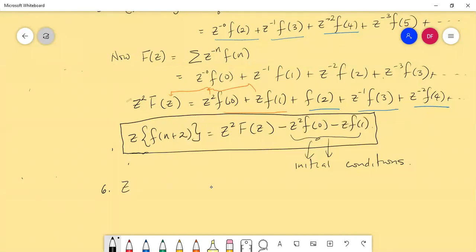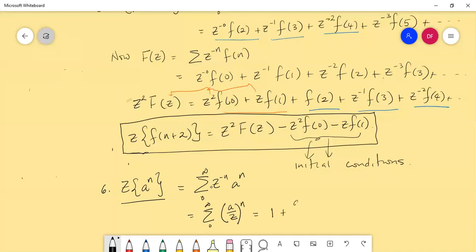So we want to find the Z transform of a to the n. So that's what we want to find. We say that's the sum from 0 to infinity of z to the minus n times a to the n. We can write this as a over z to the n, and it's going to be 1 plus a over z plus a squared over z squared plus a cubed over z cubed, and so forth and so on.